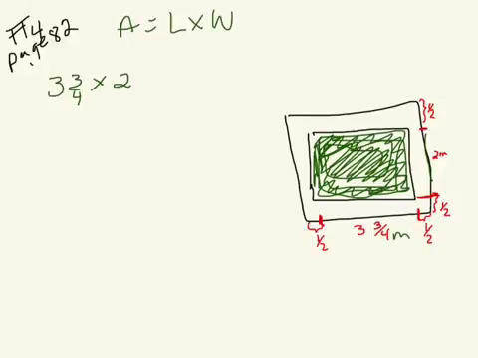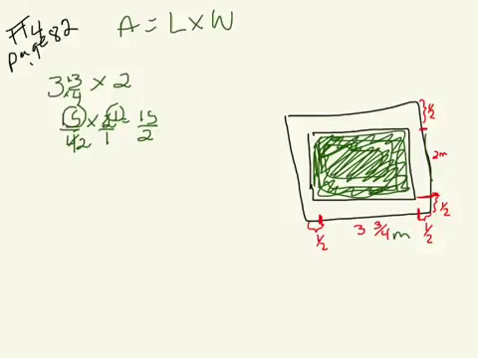We can't multiply a mixed number by a whole number, so I'm going to turn my mixed number into an improper fraction. 3 times 4 is 12, plus 3 is 15. So 15/4 times the 2 meters. Can I cross simplify? Yes, I can. 2 divided by 2 is 1, and 4 divided by 2 is 2. So 15 times 1 is 15, and 2 times 1 is 2.